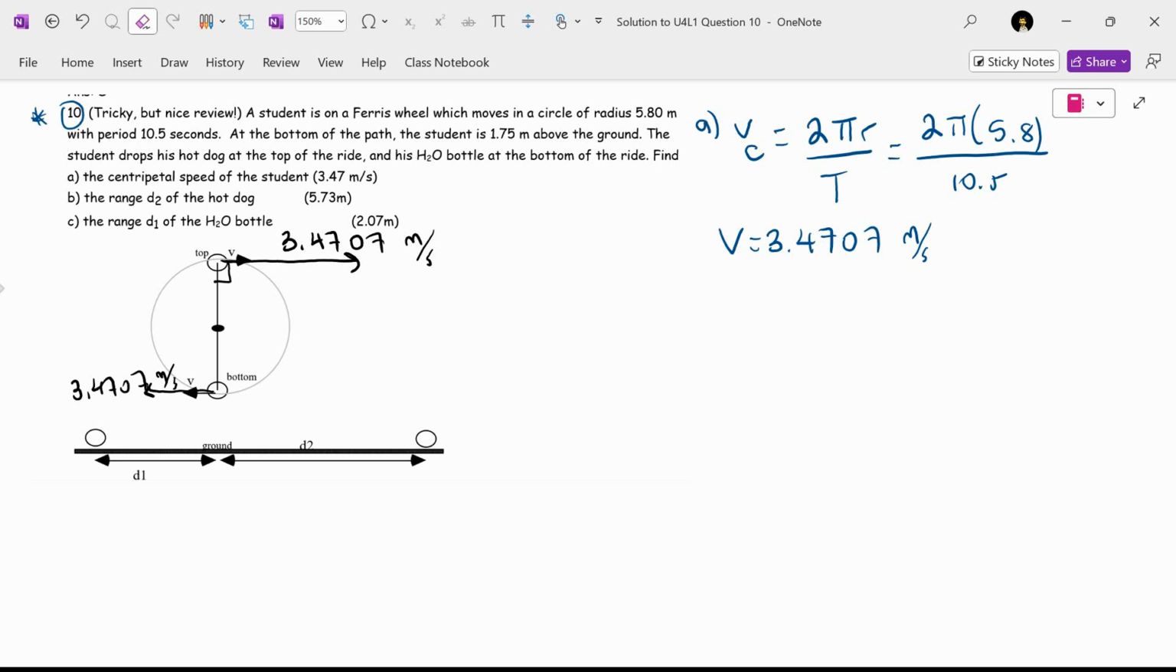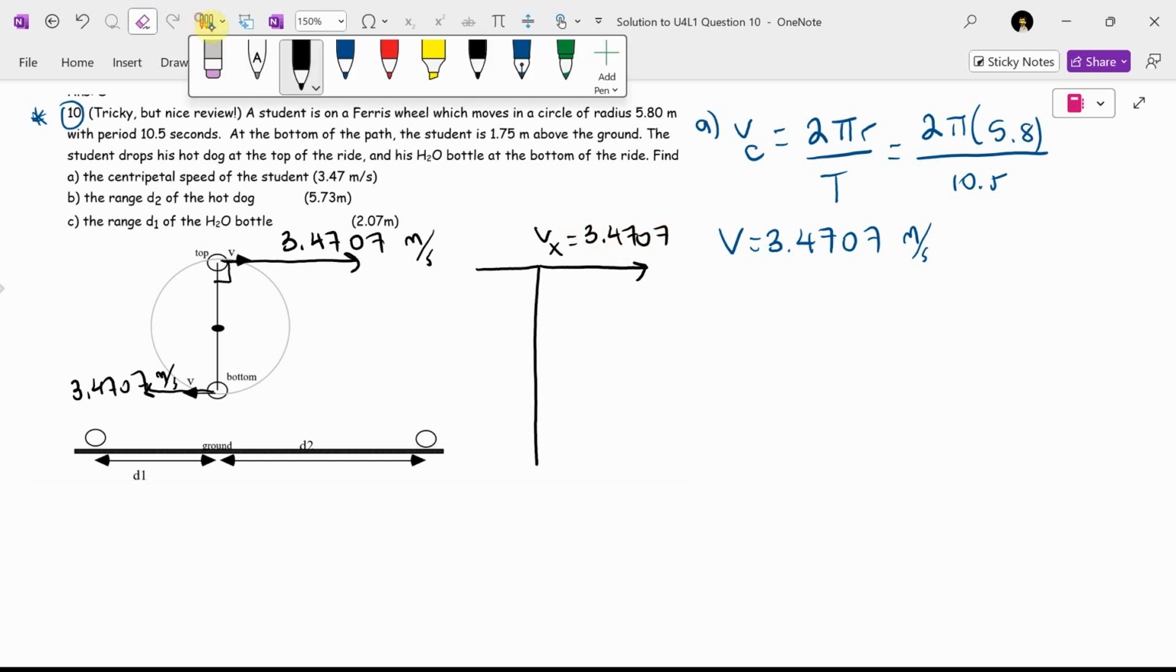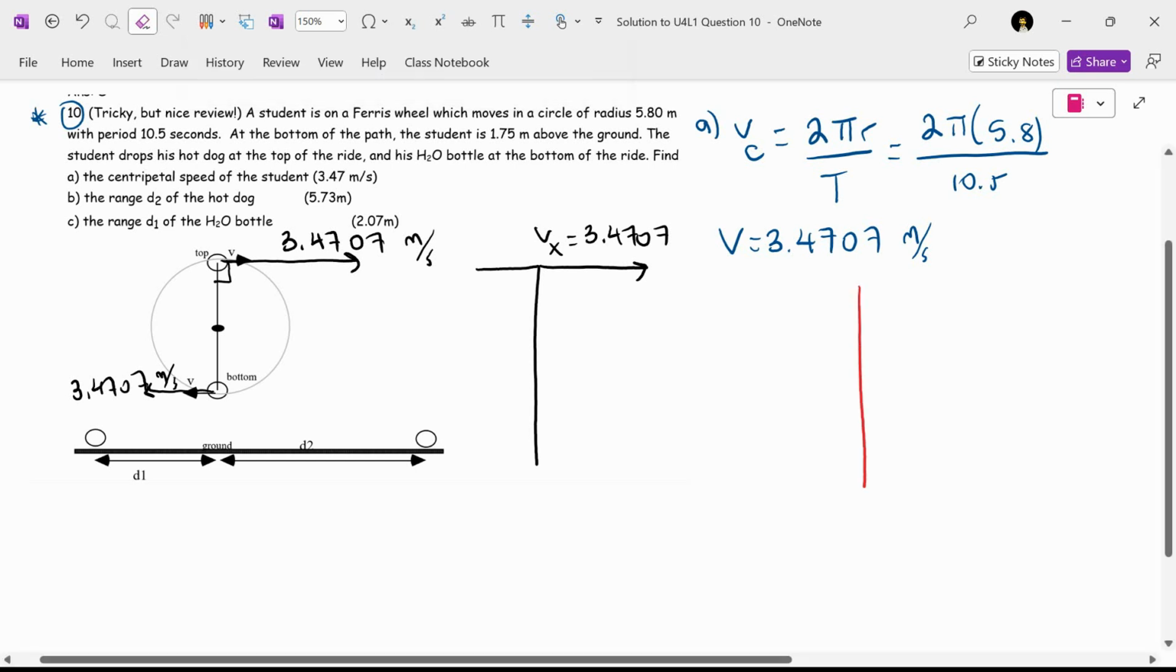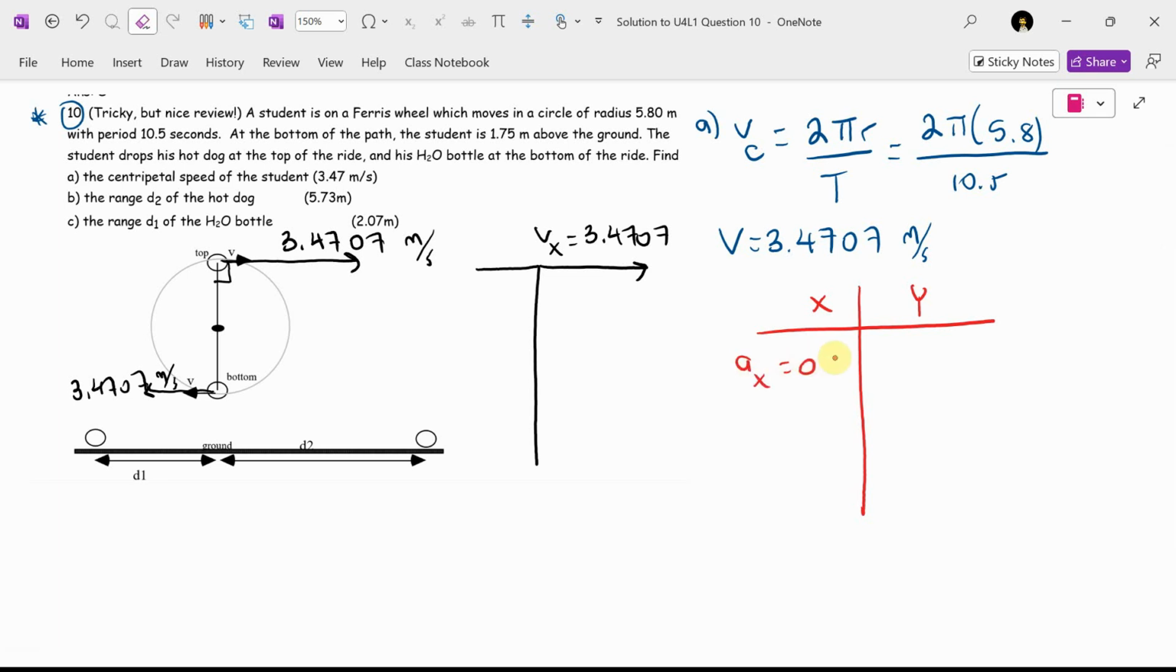I'm going to treat this like a projectile. If I just drop the hot dog, this is the same as if we were dropping it from a cliff and launching it horizontally with a Vx of 3.4707, which means, yep, we're going to need a t-table. Horizontal, vertical. The horizontal acceleration is 0. The vertical acceleration is negative 9.8.